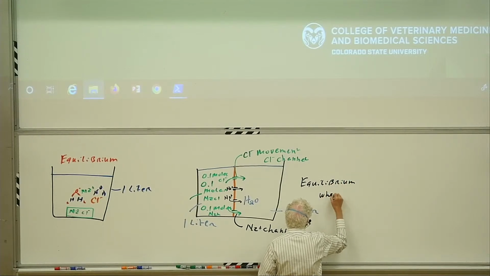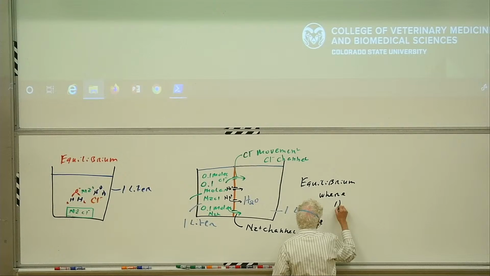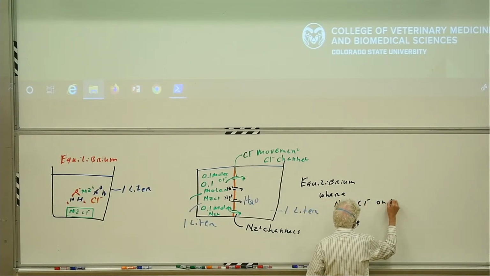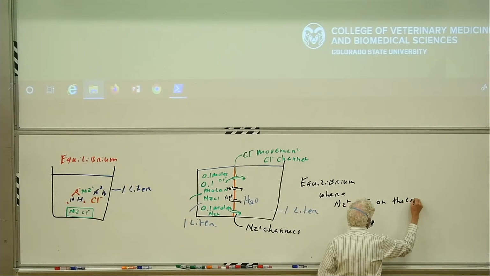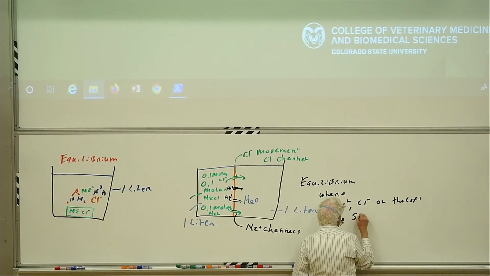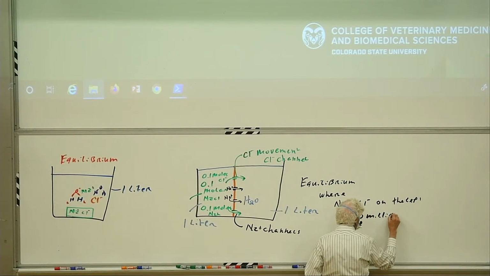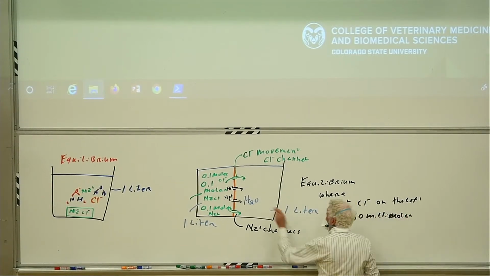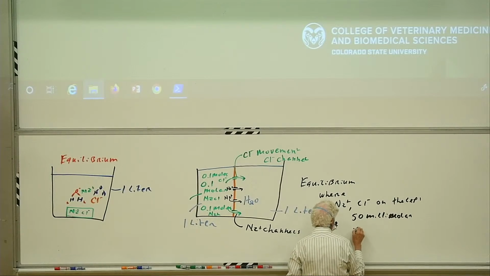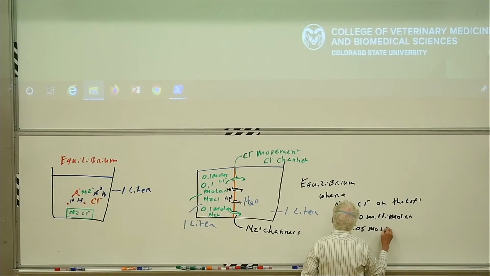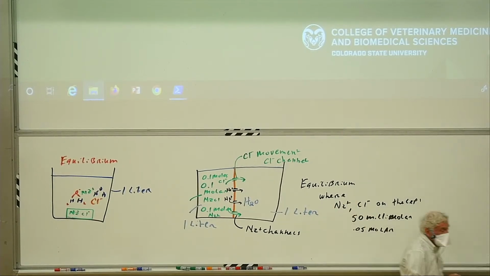where the sodium concentration on the right, and the chloride concentration on the right, reaches 50 millimolar. That's just half of 0.1 molar, so it's 0.05 molar. And that equilibrium was reached.